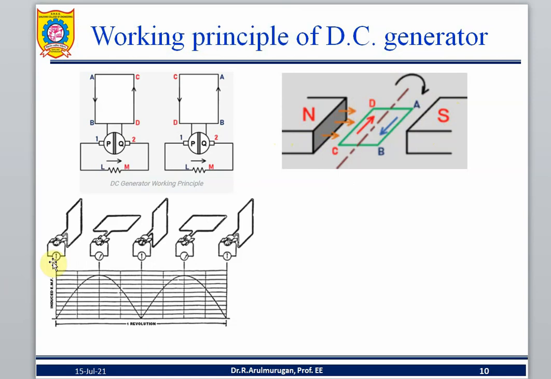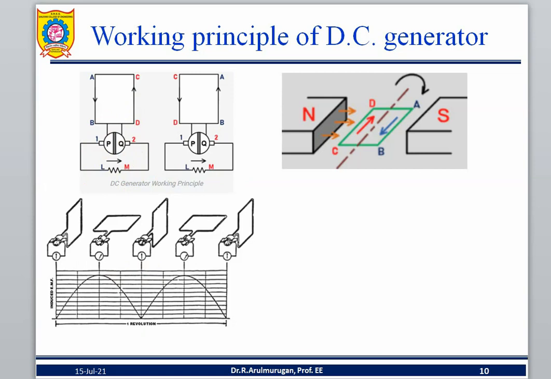Here P and Q is called a commutator. Then a brush is used. What is the purpose of the brush in a generator? It collects the current produced in the generator, that is, it extracts the current from the generator. Through that, it supplies the current to the load.